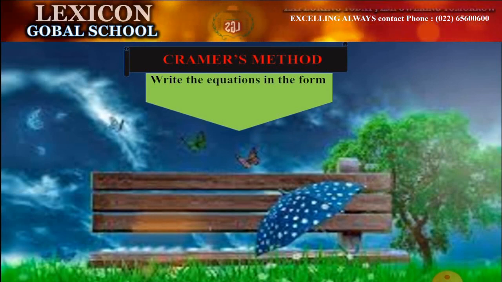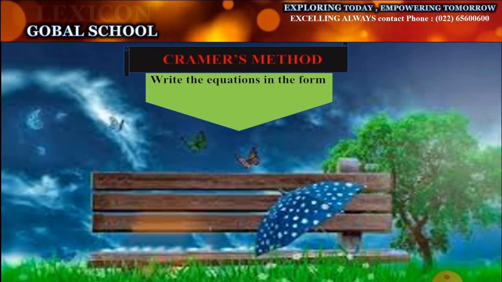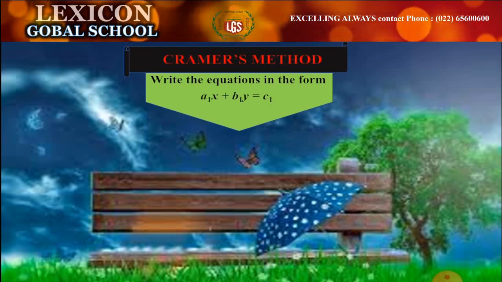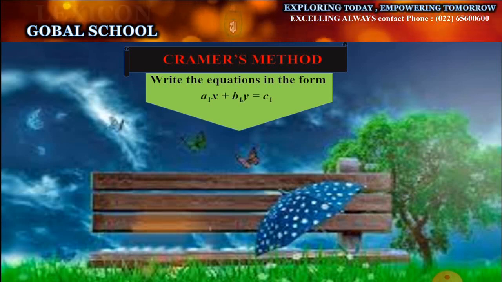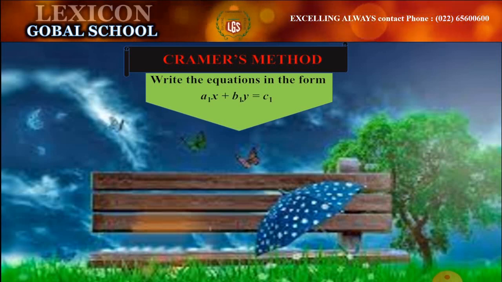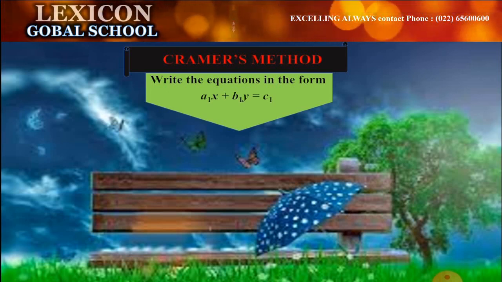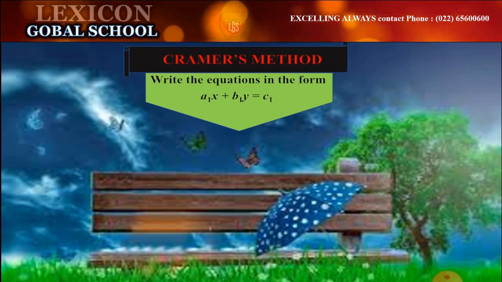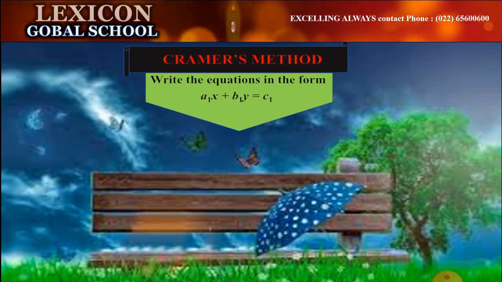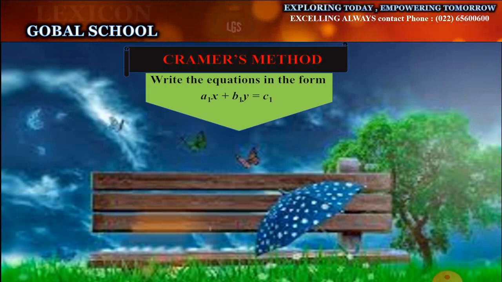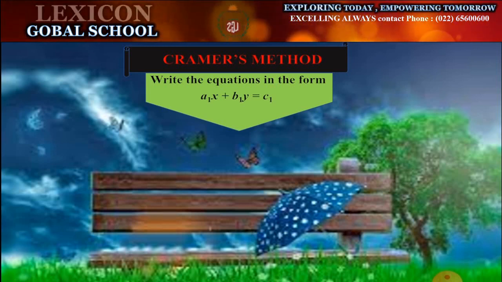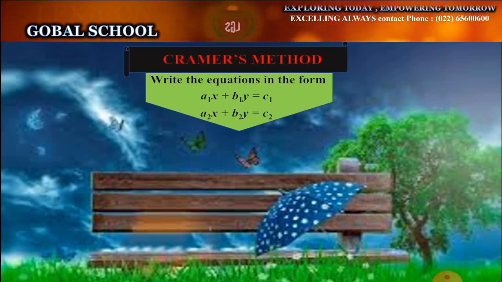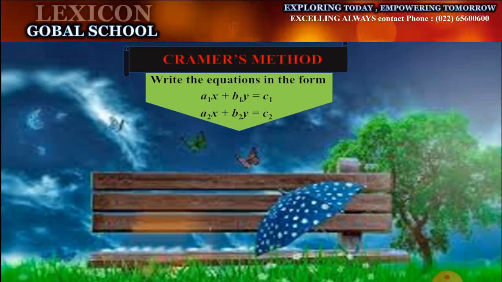To start with CRAMER'S method, first we need to write the equations in the standard form. Since we have two equations, in the first equation, the coefficient of x will be written as a1 and coefficient of y will be written as b1. And constant will always be on your right hand side. So therefore the first equation would be written in the form a1x plus b1y is equal to c1. And the second equation will be written in the form a2x plus b2y is equal to c2.